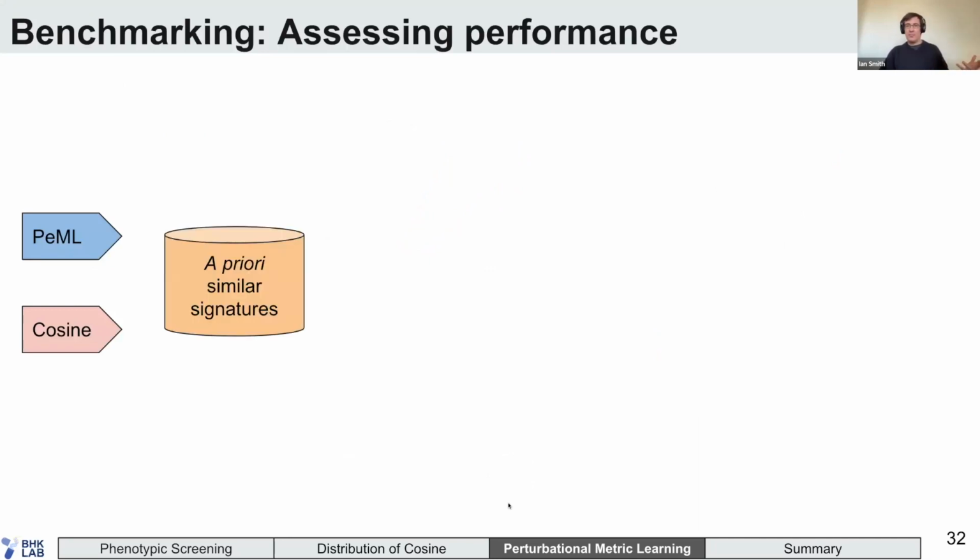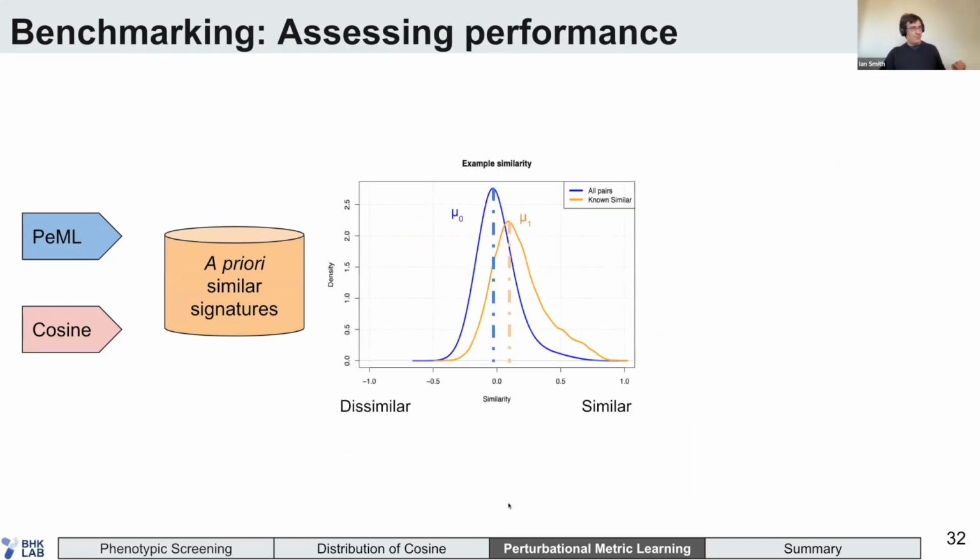I compare with Cosine because it's kind of an untrained version of PeML. For a benchmark, you start with a set of similar signatures. You then compute the similarity of pairs of similar signatures using PeML and Cosine. This is just a plot for one of the metrics. You get a distribution of known similar relationships and a distribution of the background, or all pairs.